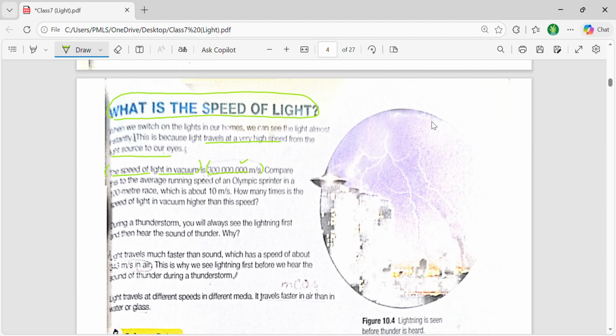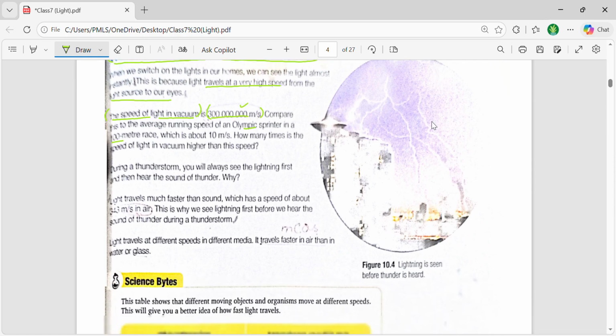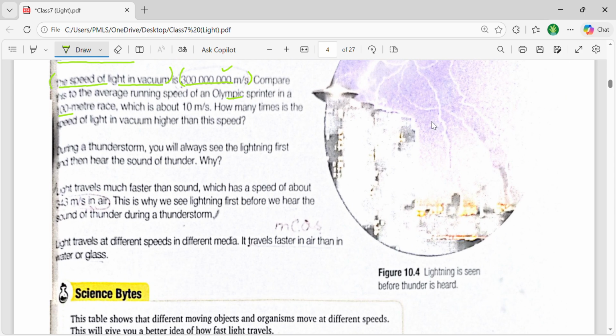This is the numerical figure that you need to learn. When we compare it with the average speed of an Olympic sprinter, a person who runs in the races in the Olympics, whose speed in the 100-meter race is about 10 meters per second, the value for the speed of light is much bigger. From that we can conclude that it is a very high speed, and because of that it can reach us from space, passing through the atmosphere of the earth at a very high speed.